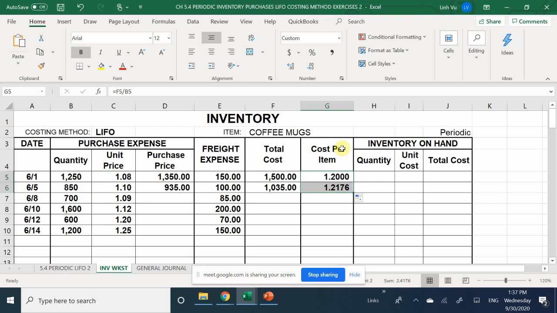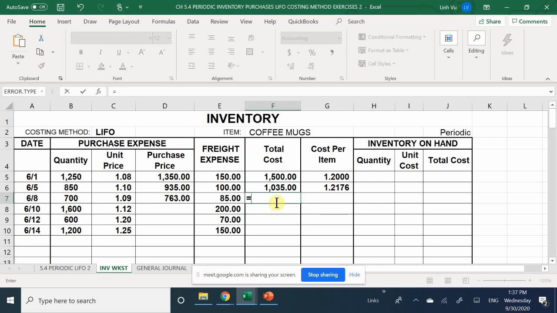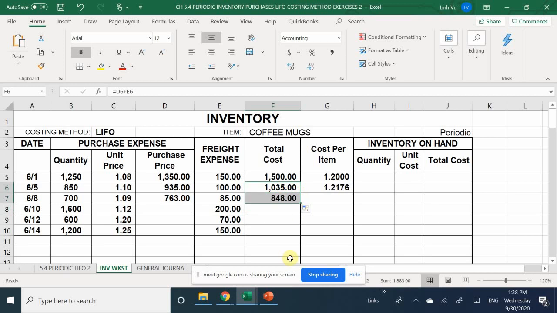Okay. So now on June 8th, we purchased a total of 700 units at $1.09 each, and we have the freight for $85. So what is my total purchase price going to be here? Purchase price is $763. My total cost is going to be $848. Good. And my cost per item is going to be 1.2114.